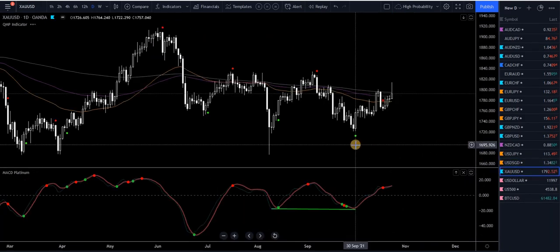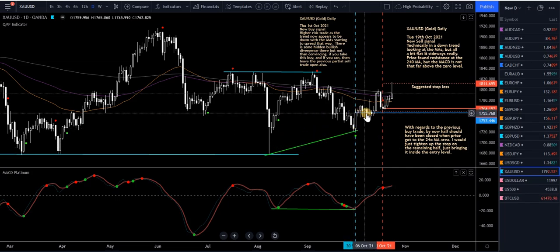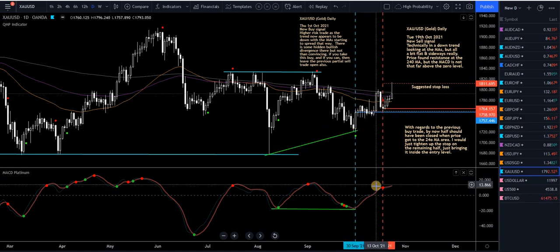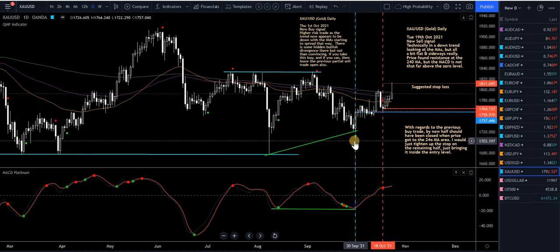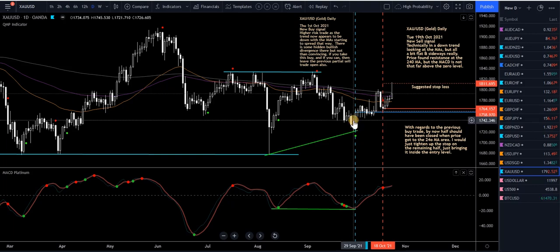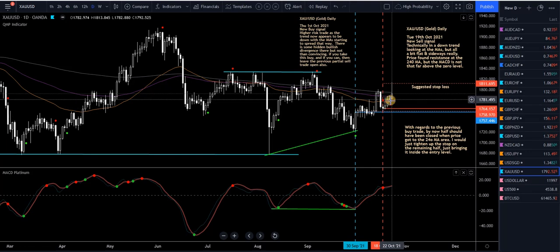Gold. All right, we had a buy here, went nowhere, popped up nicely, MACD platinum through the zero level. The initial stop would have been down here. We closed half, brought the stop up under here, if my memory serves me correct. New sell signal here, took the sell, and it's gone up.